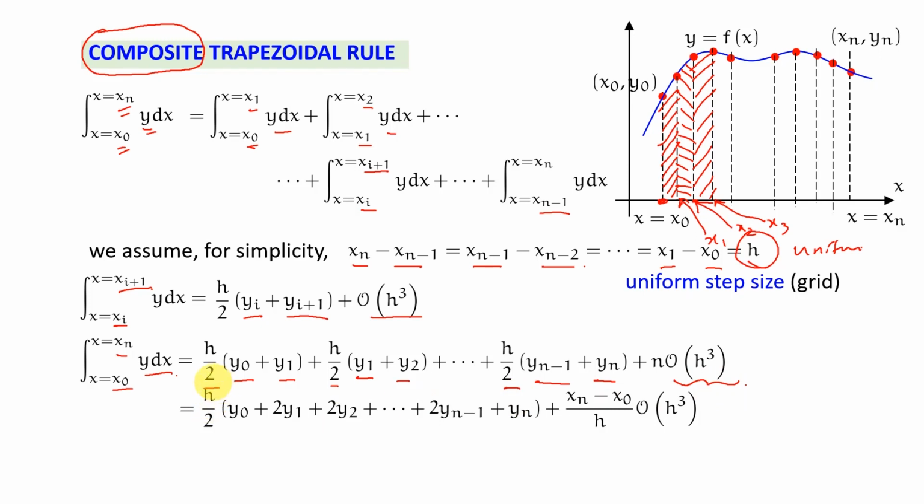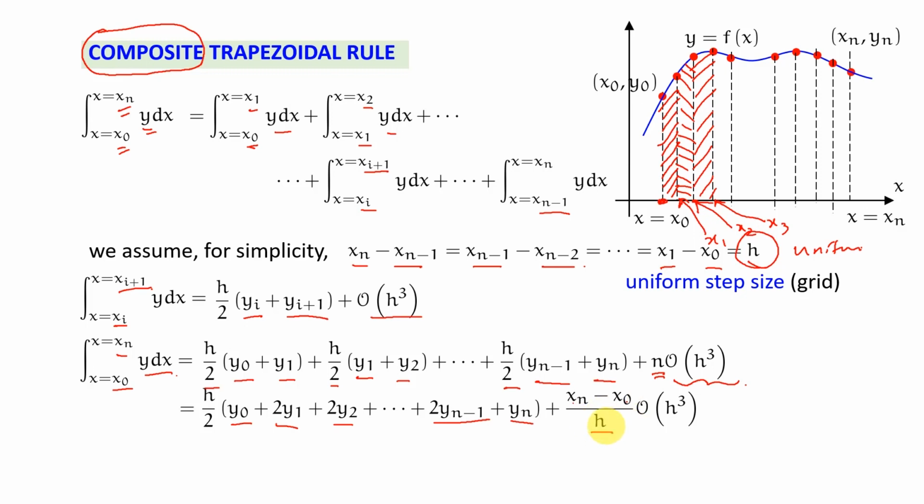So the errors are adding up. Now I can take all these terms together. I can take h by 2 out and write y0 plus 2y1, 2y2, and so on, up to 2yn minus 1 plus yn. And in the error term I have n, and I know that n will be xn minus x0 divided by h. N is essentially the number of intervals that we have.